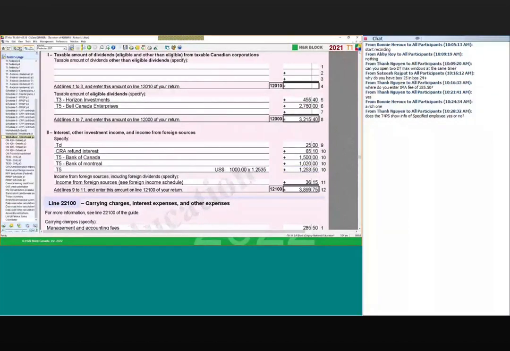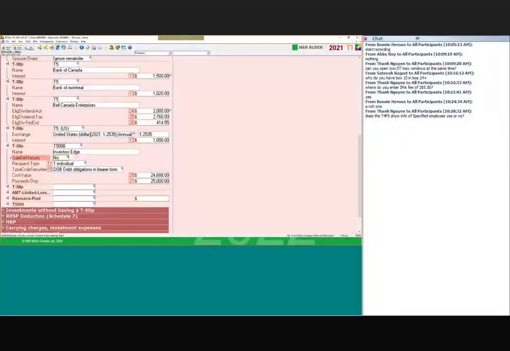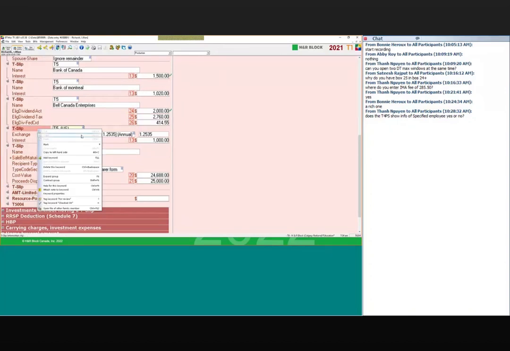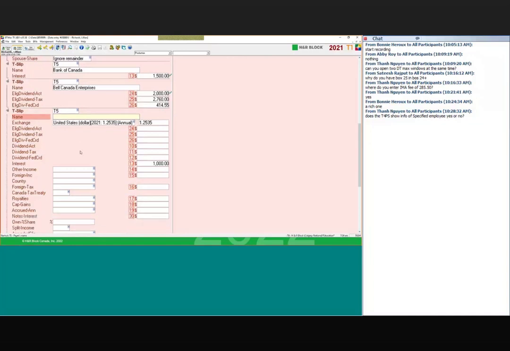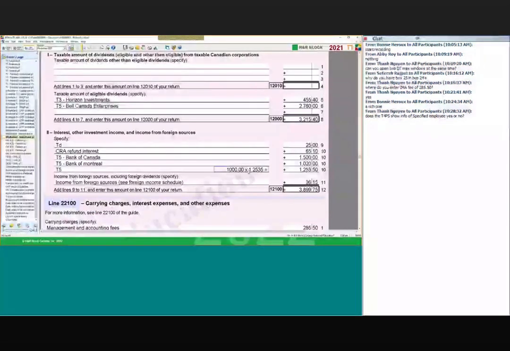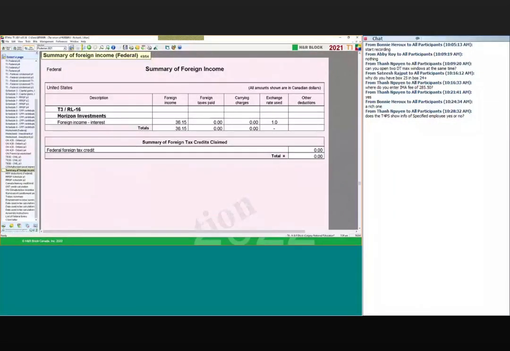Actually, I don't think I did that right. There are 2 ways of doing it. Let's just change this to just T5 and that rate, and that will get you the same result. See, same result, $1,000 and an exchange rate, so that's the Canadian amount. We also have a report here, a summary of foreign income. So we did have on that T3 the foreign income, interest, and it actually shows on a separate report also.